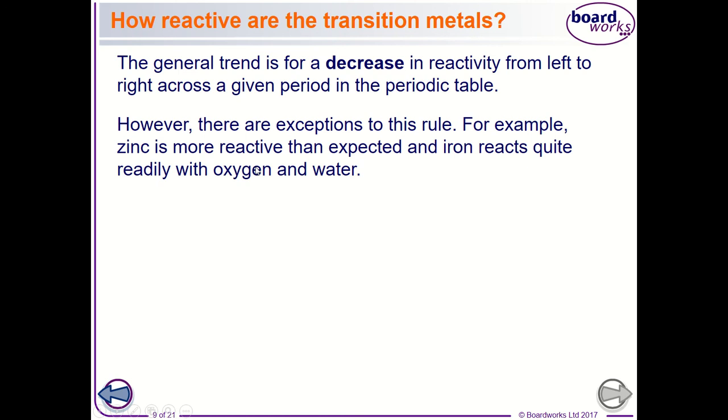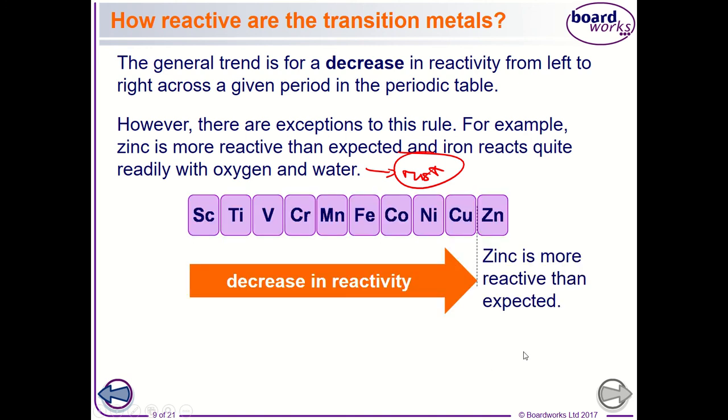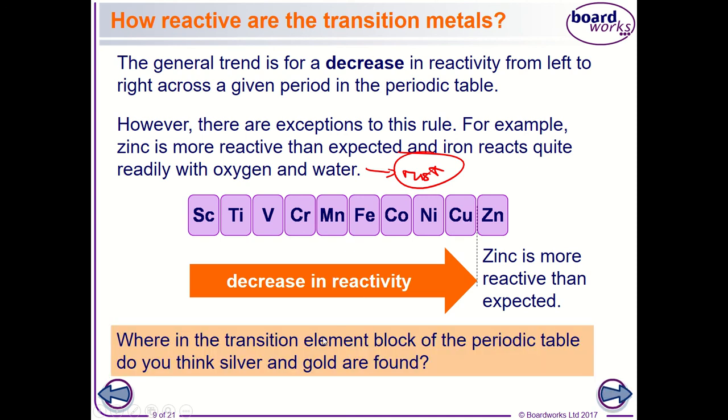So zinc, for example, is more reactive than you might expect, and iron reacts actually quite well with oxygen and water. You would all, of course, know about the fact that iron would rust. And we'll look at a little animation later on just to show that iron is a little bit more reactive than perhaps we might think. So there's a decrease in reactivity as we go across there, with those couple of exceptions that I have just spoken about.